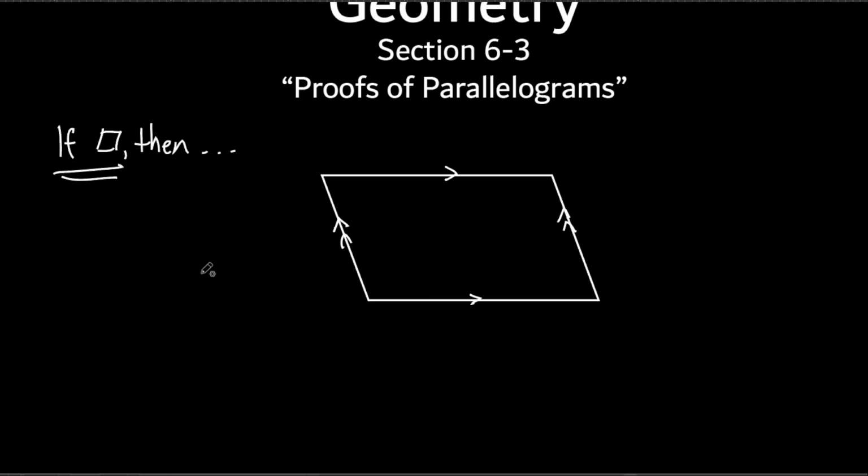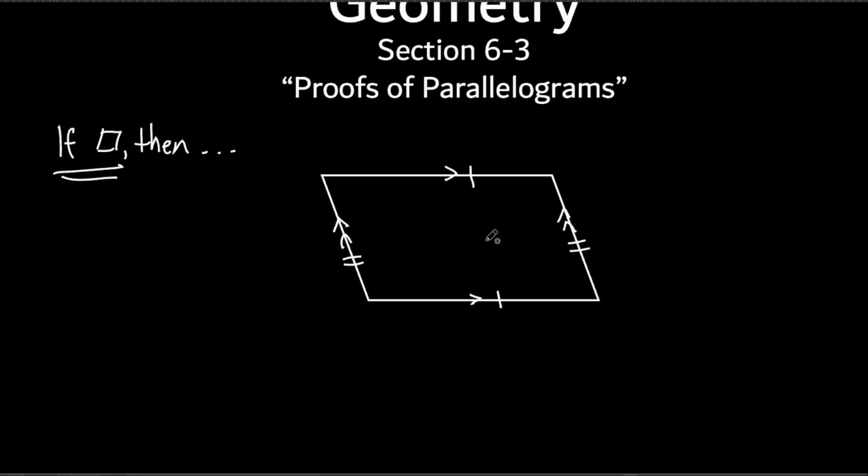The if part. It says if it's a parallelogram, then we know a bunch of stuff about it. We know that the opposite sides are parallel. What else do we know if it's a parallelogram? The opposite sides are equal to each other. Anybody remember this? Yeah, we've done this, okay? The opposite sides are equal to each other.